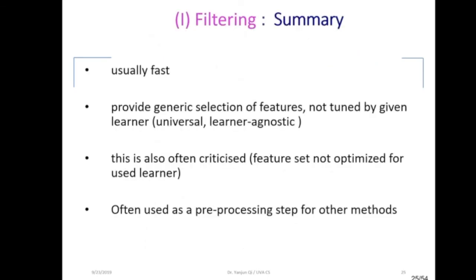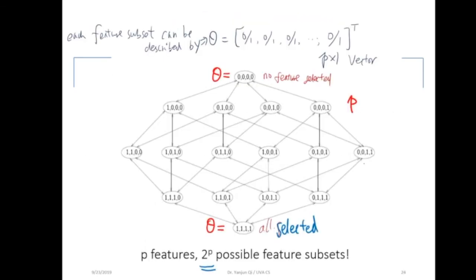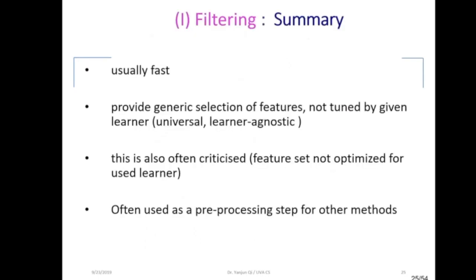There's actually no way you can enumerate once p is even just a little bit large. There are many different greedy or heuristic-driven searches. I have them later, in the next wrapper approach, because the wrapper approach is mostly subset-based. So I'm going to cover that.